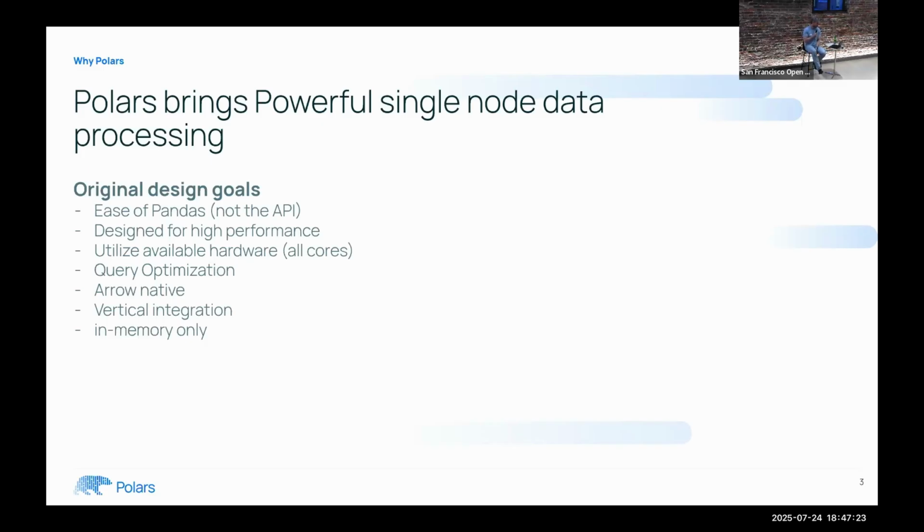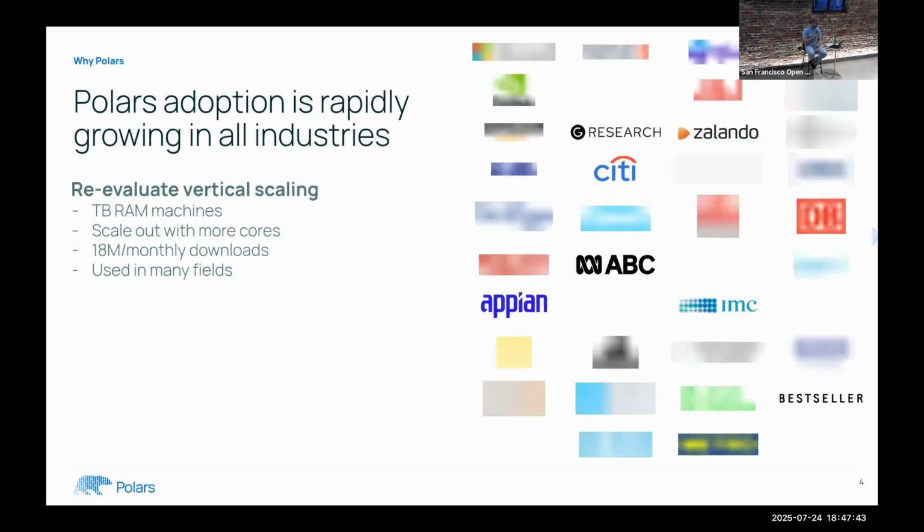And vertical integration was a goal. So that means that you also implement the IO readers. You do everything yourself, so you can control everything from start to finish. The goal originally was only in-memory data processing. And yeah, that was the original goal.